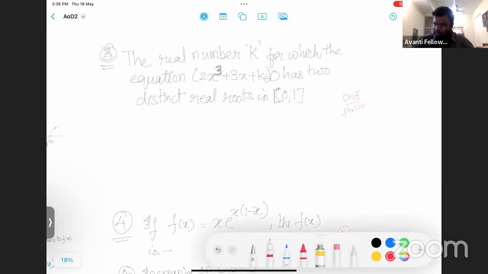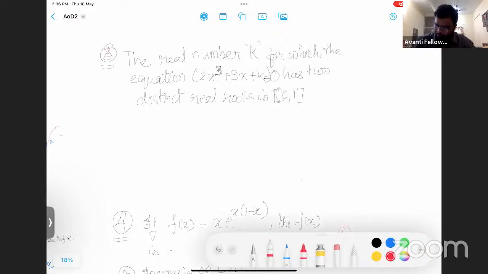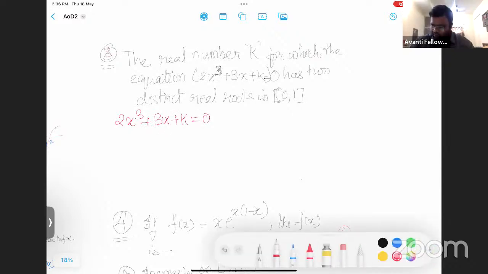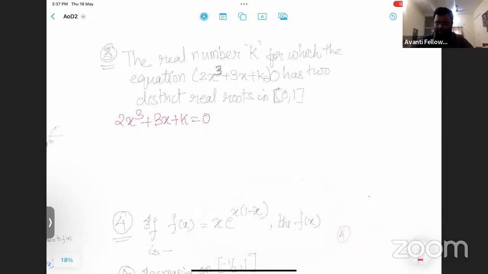So we are given the real number k for which the equation 2x cube plus 3x plus k equal to 0 has two distinct roots in the interval 0 to 1. I'll write the equation for you. So we have to check this particular equation for having two distinct roots.